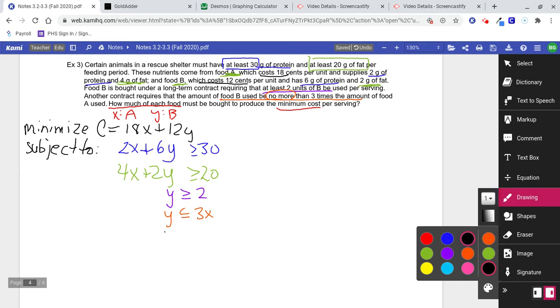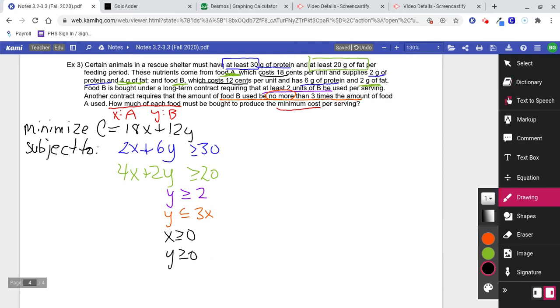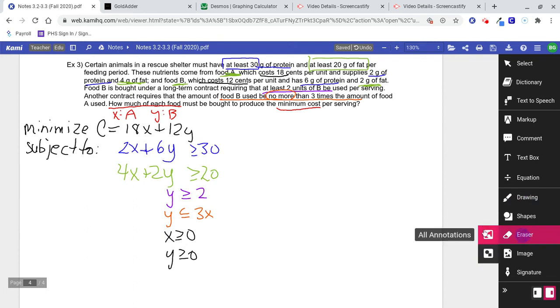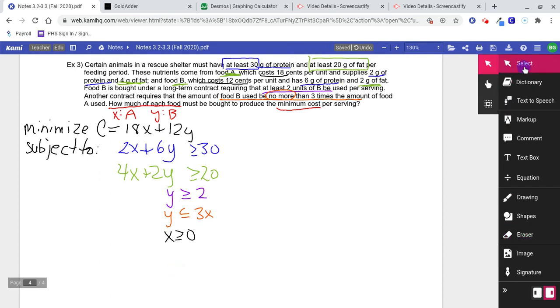Now, one thing that's a little tricky. Normally, we'll have this at the end: X is greater than or equal to 0, and Y is greater than or equal to 0. But one of those two inequalities is unnecessary. Which one? Why is the Y unnecessary? We already know Y is greater than or equal to 2, so Y is greater than or equal to 0 is not necessary. So let's get rid of that one. Don't need it. Okay? So there's the setup. Don't worry about the minimize equation, but plug in all of those constraints.